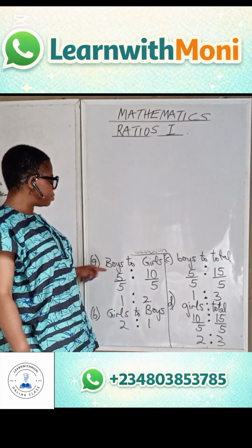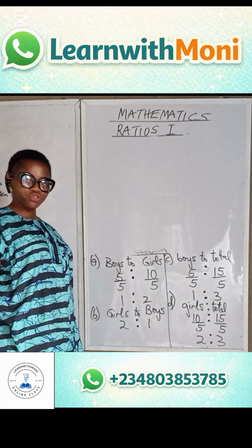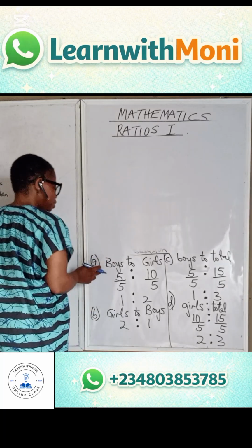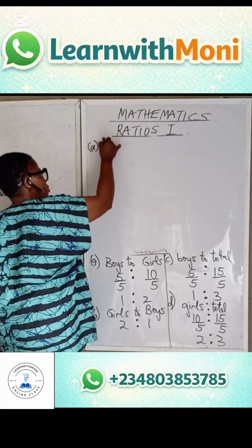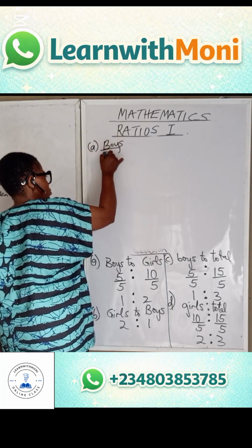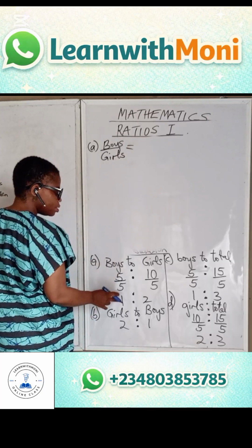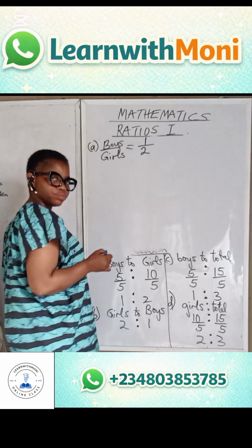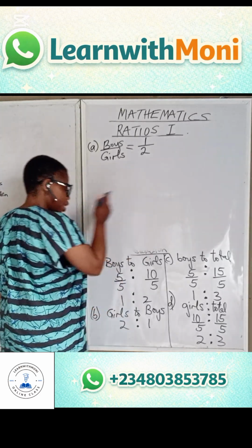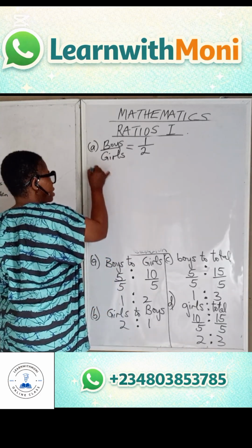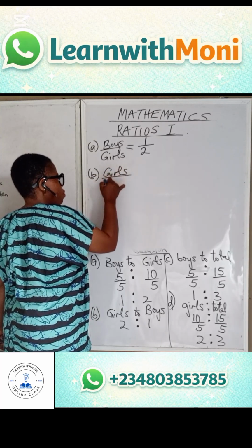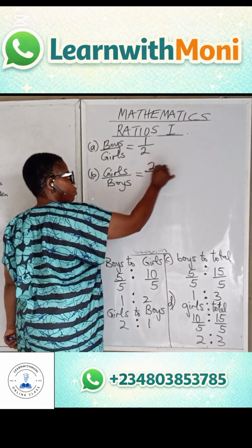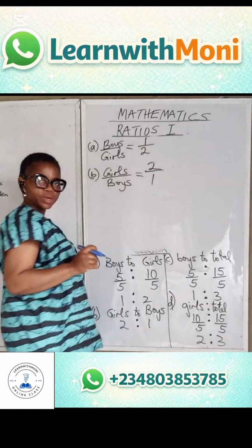Yes, ratios can be written this way, ratio 1 to 2. Ratios can also be written as fractions. Look at this answer to A, the ratio of boys to girls. Instead of writing ratio 1 to 2, I can also write it as 1 over 2. The ratio of girls to boys can also be written as girls over boys, which is 2 over 1. For every 2 girls, there is 1 boy.